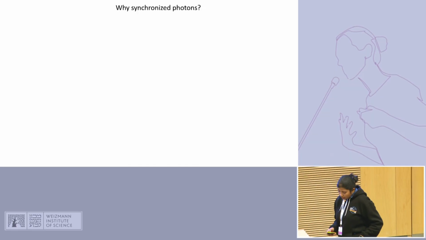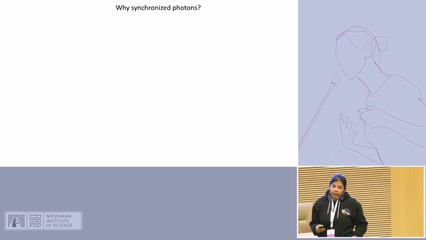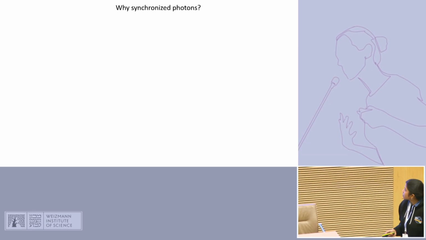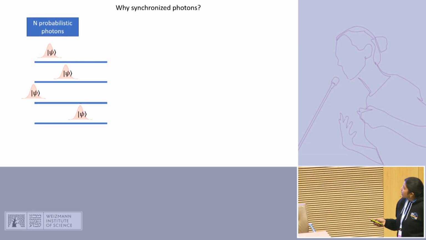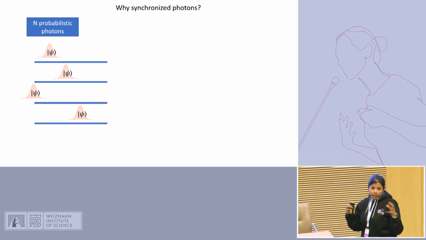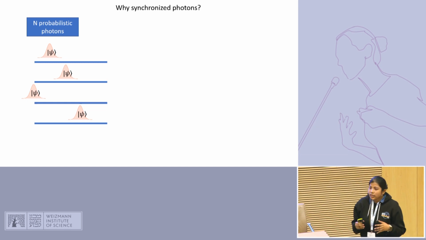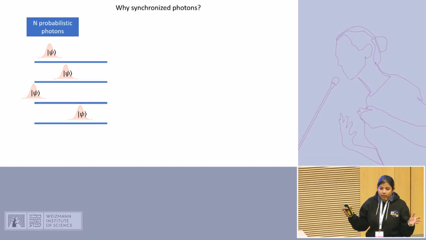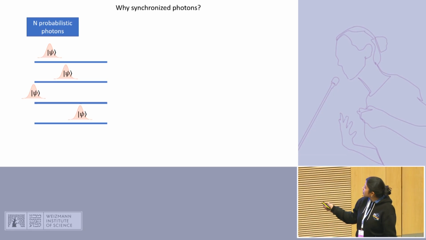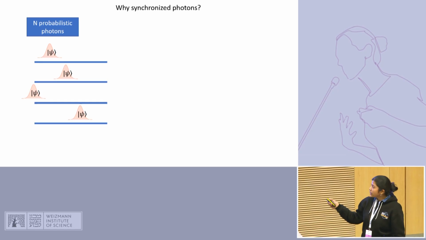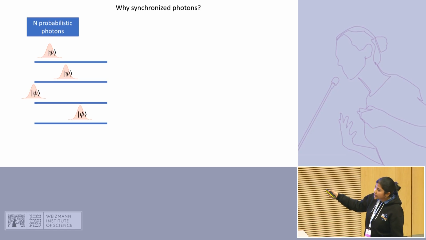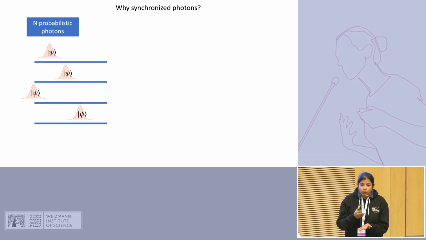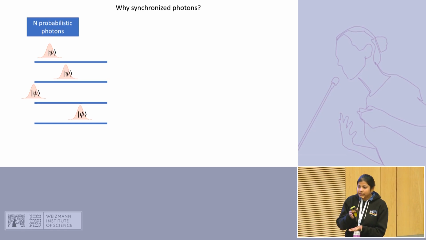What we are doing in our lab is performing computation using synchronized photons. So what do we mean by synchronization? Let's say I have a source which generates single photons, and these photons are coming probabilistically. By probabilistic, I mean they're coming at random times. If you consider the horizontal axis as the time axis, you can see all these photons are at different times. So if I want to perform computation, I need them to be coming at the exact same time.